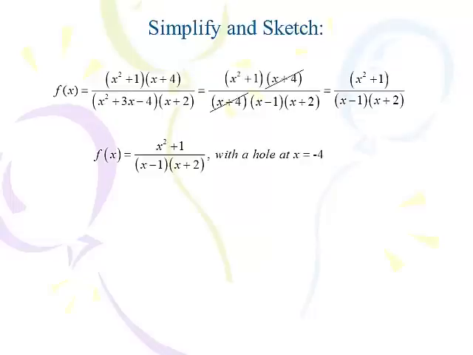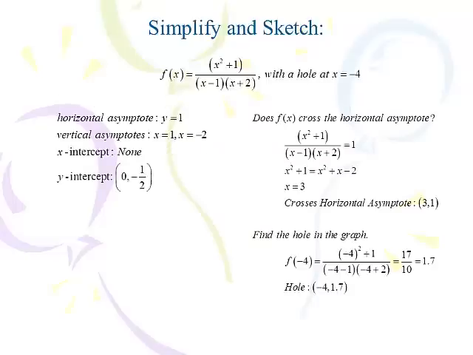So we're left with x squared plus 1 on top, which is not factorable, and we have x minus 1, x plus 2 on the bottom. So that's what we'll graph, but remember there has to be a hole in the function at x equals negative 4. So we'll be plugging that negative 4 in to see what happens. But before we deal with the hole, let's get some basics out of the way.